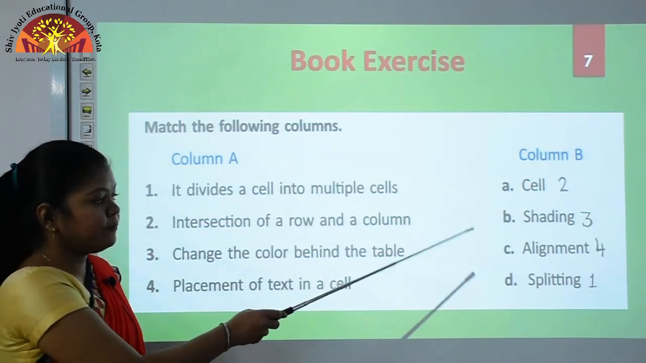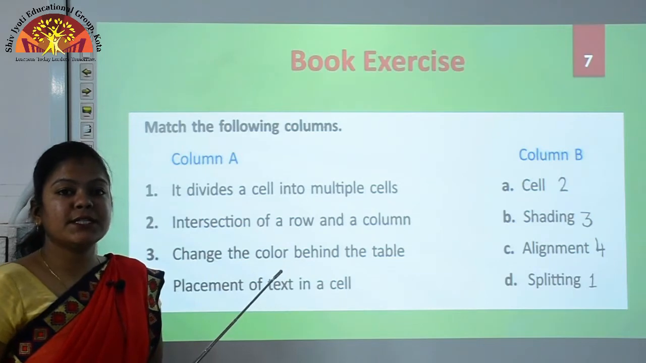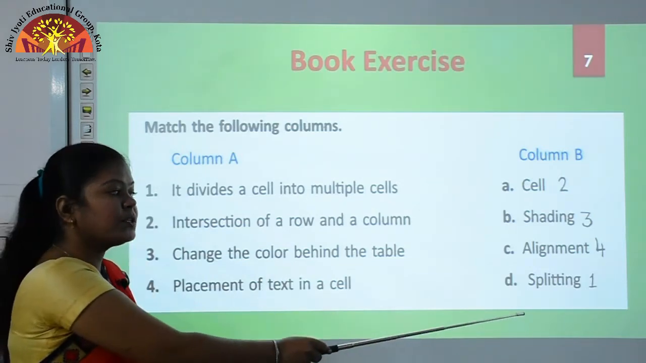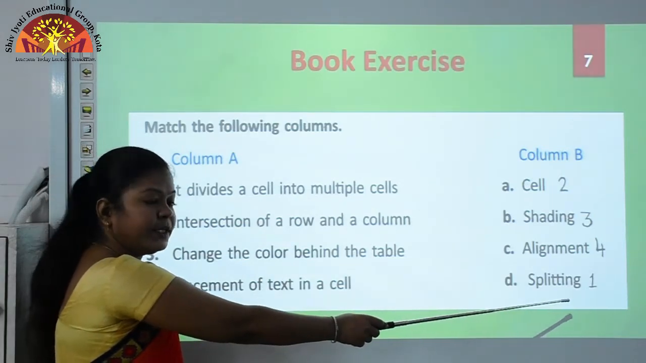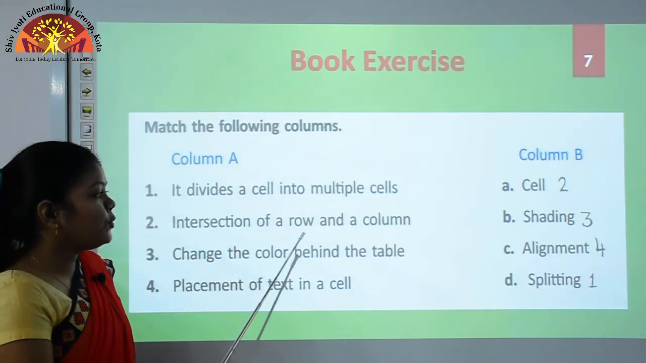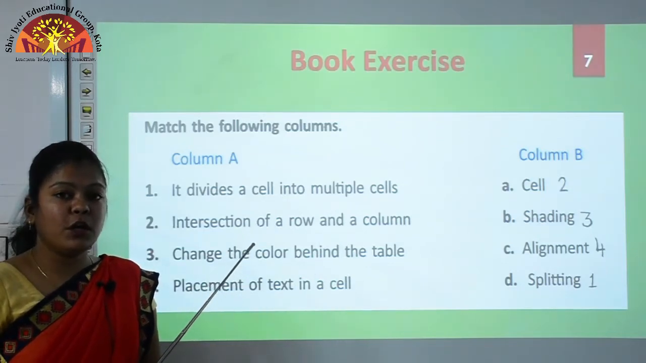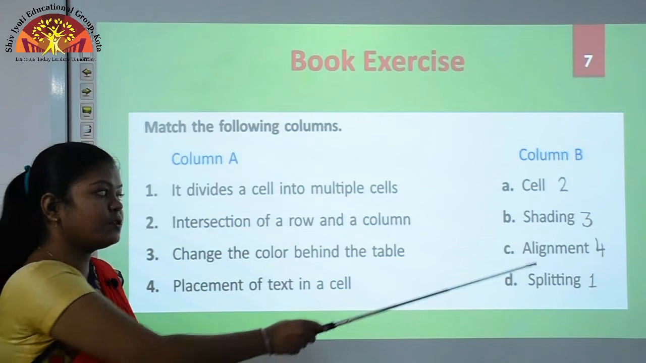See here the option, splitting. Students, splitting option is used to divide a cell into multiple cells. So this is your correct option. Write here one. Next matchup, intersection of a row and a column. Students, we know intersection of a row and a column is known as the cell. So this is your correct option.